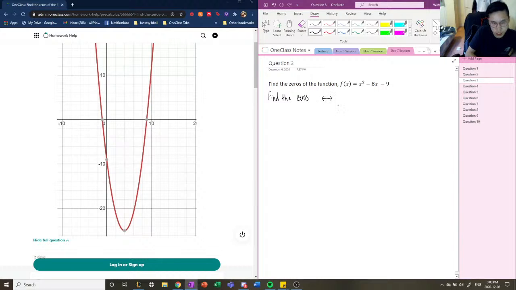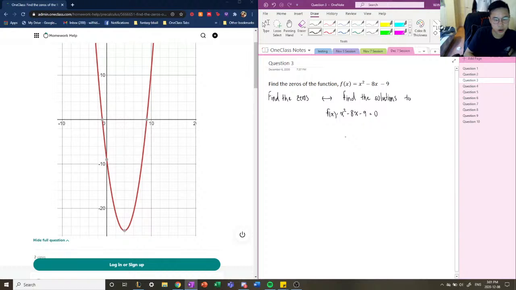is the same thing as saying find the solutions to x squared minus 8x minus 9 equal to 0. So that's what they mean by finding the zeros. It's basically saying find the values of x that will make this equation equal to 0.